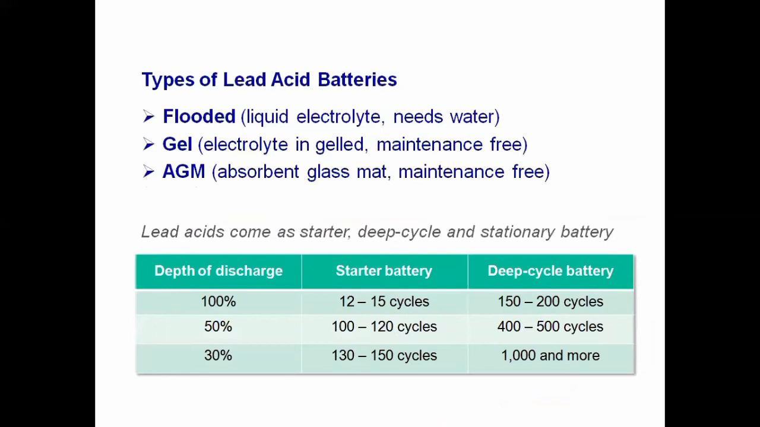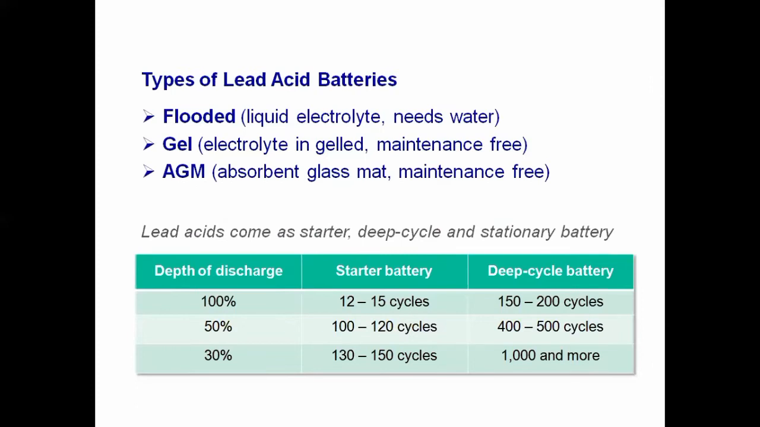The types of lead acid batteries are flooded, gel, and AGM, that is, absorbent glass mat, and maintenance free. These are the types of lead acid batteries. Lead acid batteries come as starter, deep cycle, and stationary batteries. So we can classify lead acid as easily chargeable, deep cycle, and stationary.